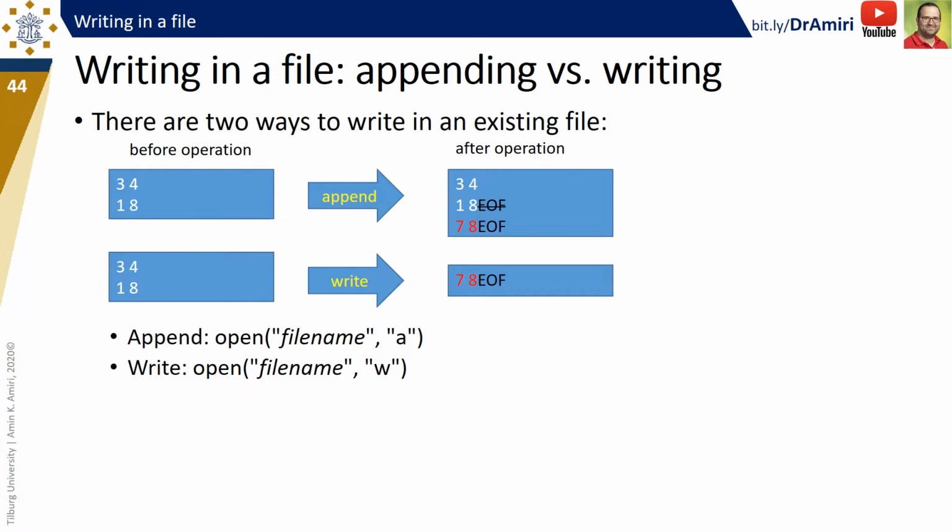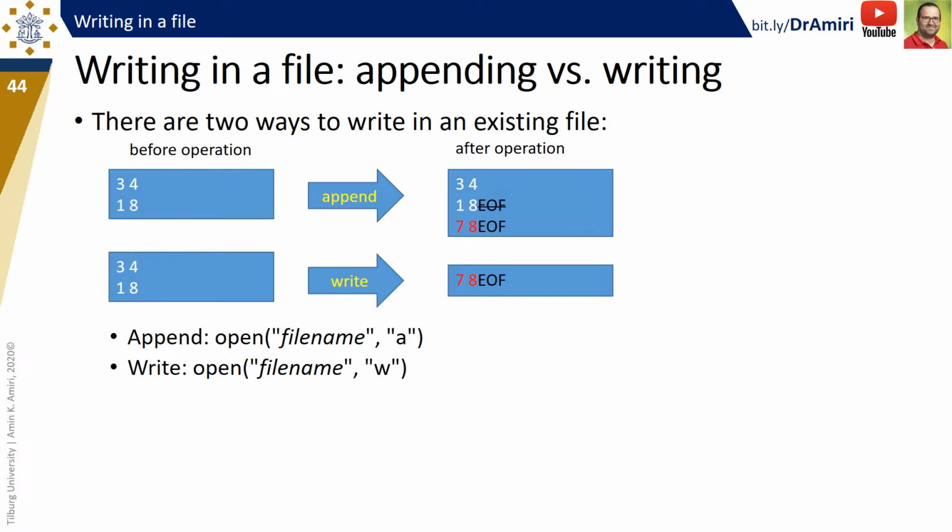So as you can see here, assuming that we have 3/4 and 1/8 as two fractions written in a file, if you try to add a new fraction called 7/8, then with append, the end of the file is moved to and 7/8 is added to the file. If you try to write 7/8 using the write mode, then 3/4 and 1/8 is completely removed and 7/8 is written in the file.